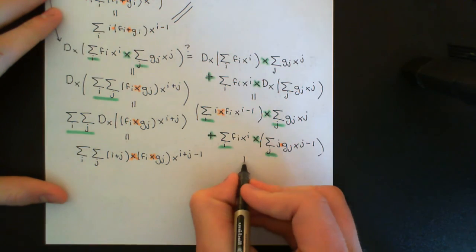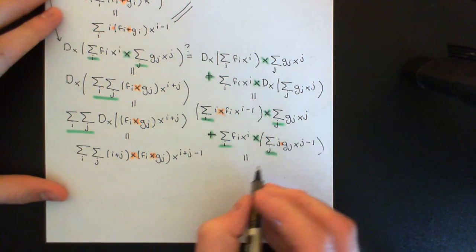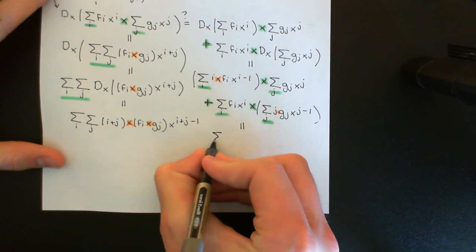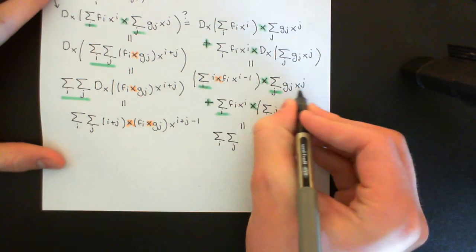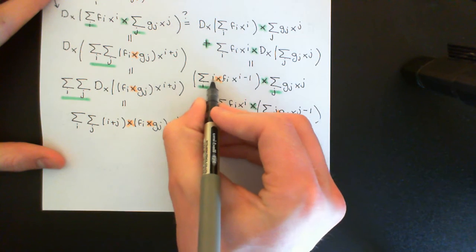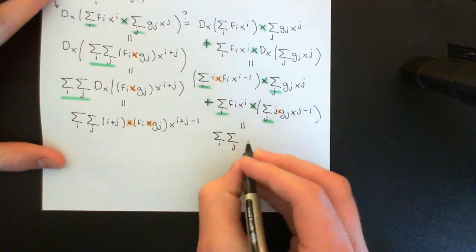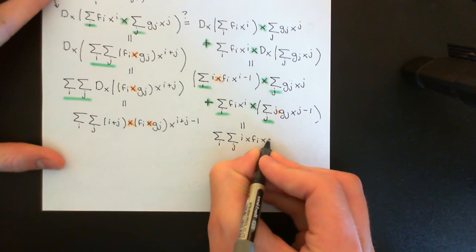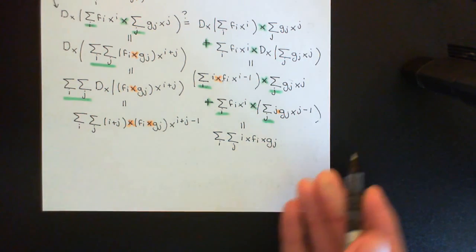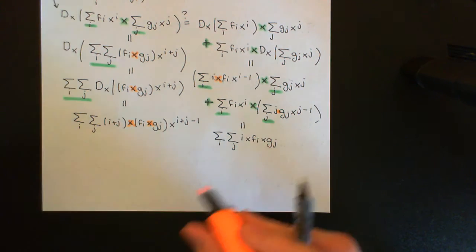So this is going to become then, firstly this one here, we're going to get the sum over i, the sum over j, and then we need every monomial here multiplied with every monomial here. So we take the coefficient here, multiply it with the coefficient here, so we'll get i times f_i times g_j. Now of course multiplication in the field is associative, so I won't bother putting brackets in there.